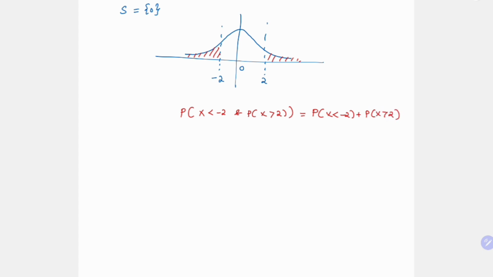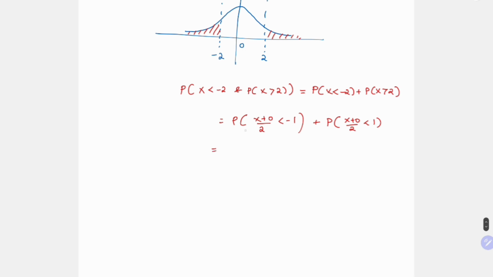And your x itself has 0 mean. So each of these can be written as P of (x plus 0) by the sigma, which is 2. So I'll divide by 2. So -2 by 2 will become -1, plus P of (x plus 0) by 2 is greater than 1. So this is again equivalent to my standard normal distribution. So this is P of n less than -1 plus P of n greater than 1. So this we said is Q of 1.